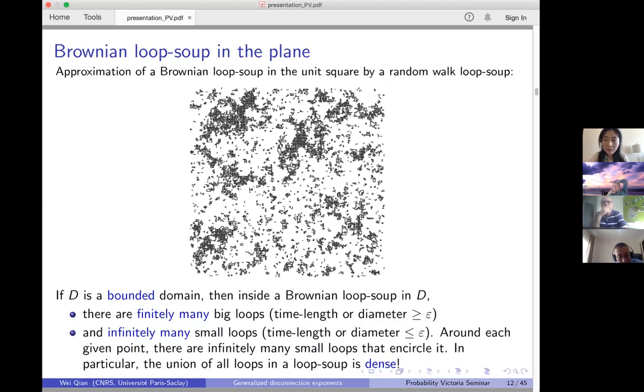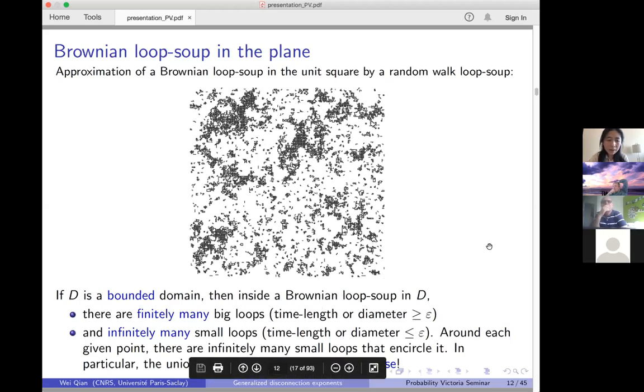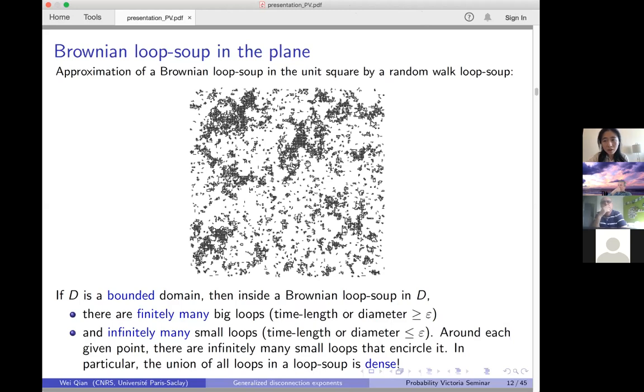However, there are infinitely many small loops because you have an infinite mass on those small loops. And also around each given point, there are infinitely many small loops that encircle it. So in particular, the union of all loops in a loop soup is dense. So in this picture, I have taken away all the small loops in the loop soup so that you do not just see a black square in the simulation. Although I've taken away small loops, this picture still makes sense because it approximates the cluster shapes of the loop soups.